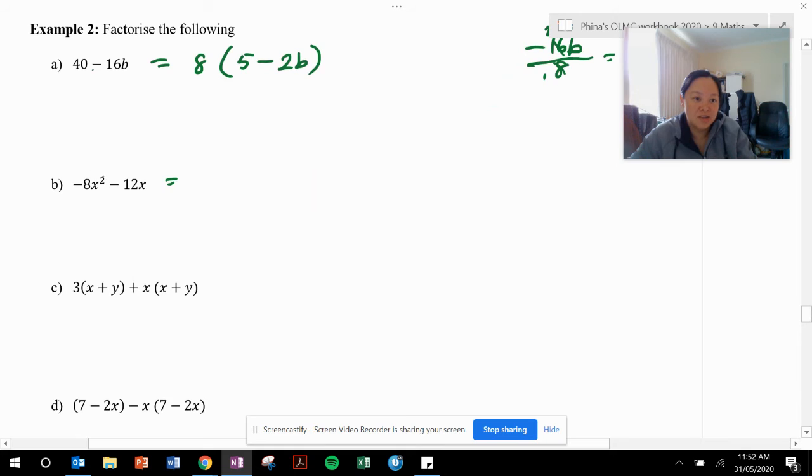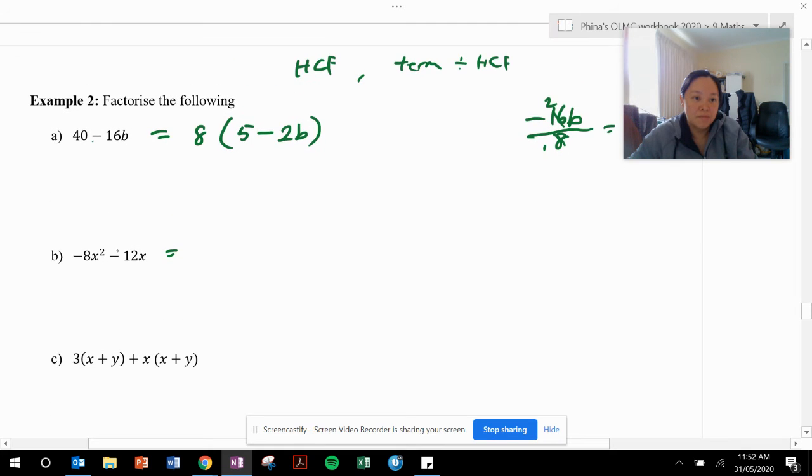So minus 8x squared minus 12x. So let's look. When you have a negative at the start of your first term, make your common factor negative. It makes it a lot easier. So negative now 8 and 12. Highest common factor of the numbers will be 4. We've got x squared and an x. So just an x will be your common factor.